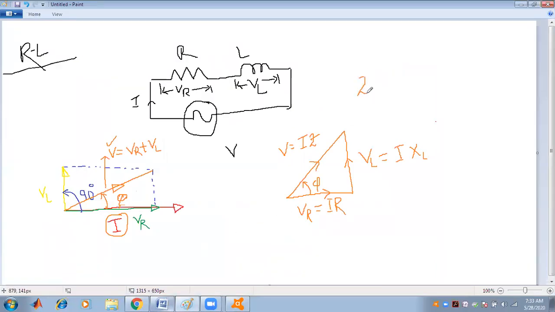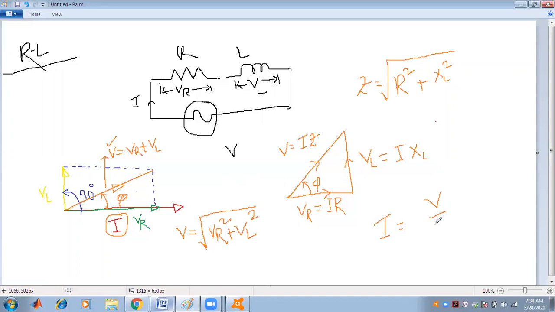So what is the Z of the circuit? The impedance of the circuit is given by root over R square plus XL square. The total voltage V of the circuit is given by root over VR square plus VL square, and the total current through the circuit will be given by I equal to the voltage V by Z, that is, the total impedance, V by root over R square plus XL square.